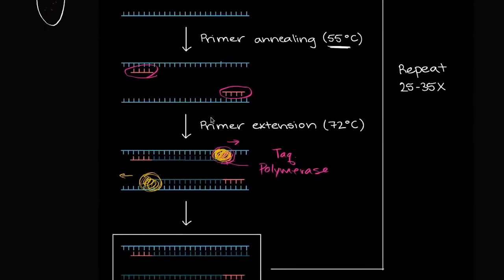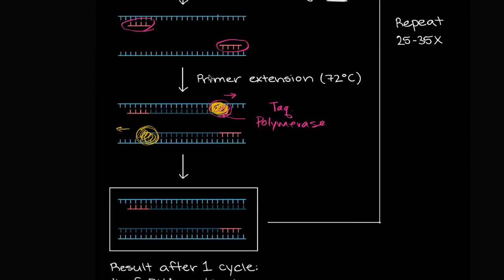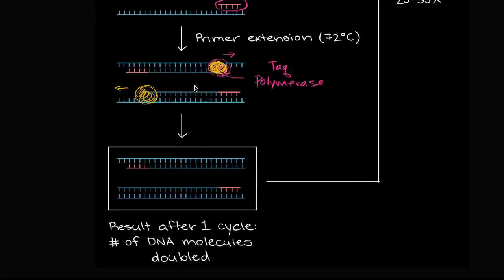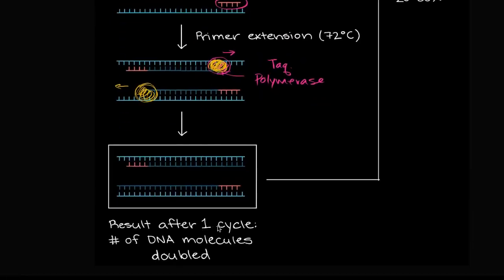Okay, so I get this so far. After one cycle, what you've written here, we would have doubled at least that part of the sequence that we care about, although we might have copied even beyond that sequence. So where does the chain reaction come into this?